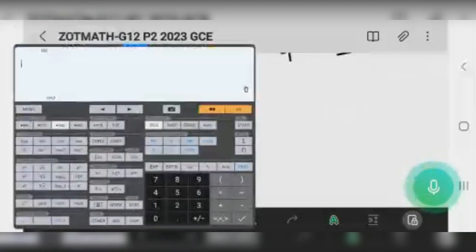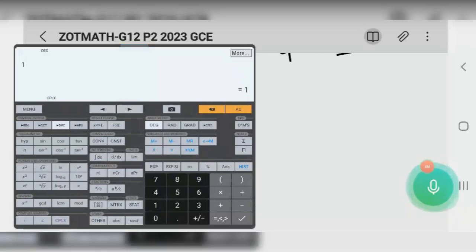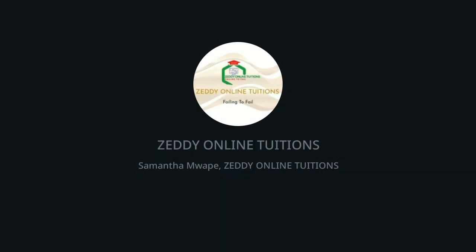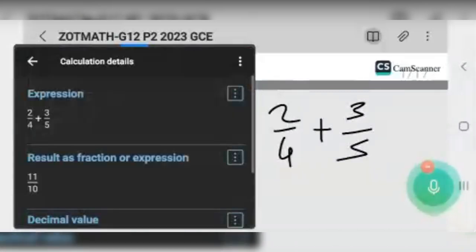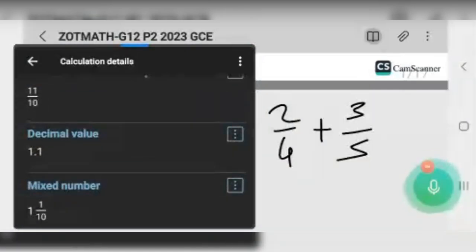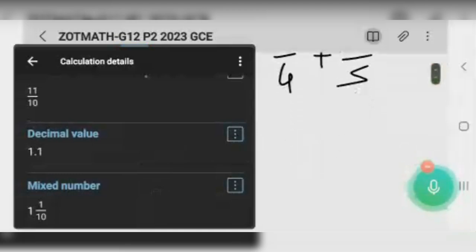What did we have there? Let's just verify. What did we have this side? We had 2 over 4, then plus 3 over 5, over 5. Okay. You see, so this is 1.1, we can click here and have more. So these are the answers, okay? 11 over 10, 1.1 in form of decimal, and the mixed number. Here we have a mixed number, which is 1 over 10, which is what we got.